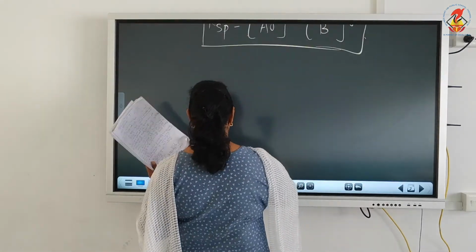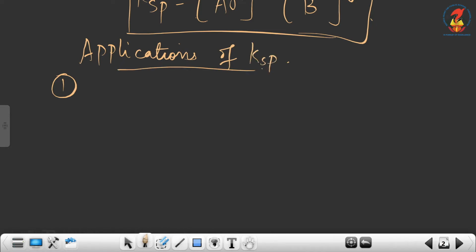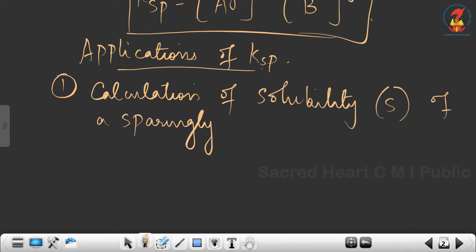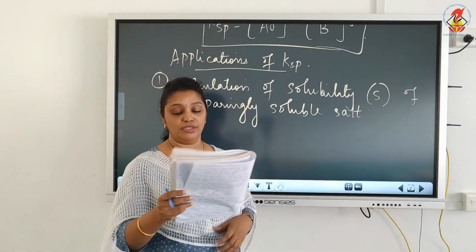Now the first application is calculation of solubility. Solubility, denoted by S, of a sparingly soluble salt. So first is the calculation of maximum solubility, or S, of a sparingly soluble salt.